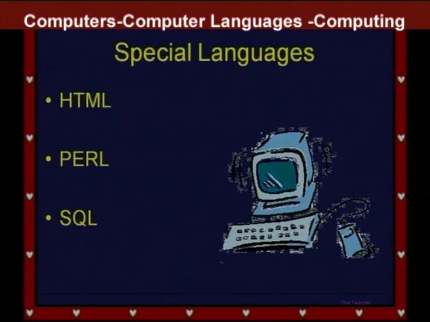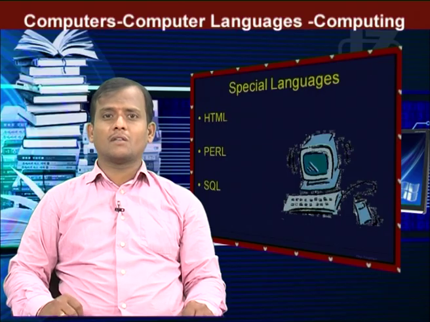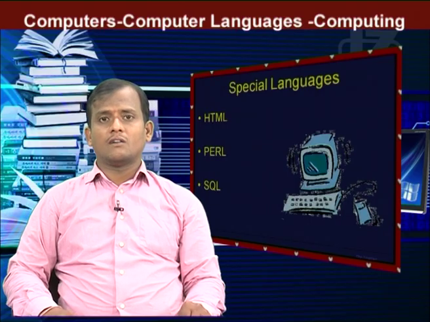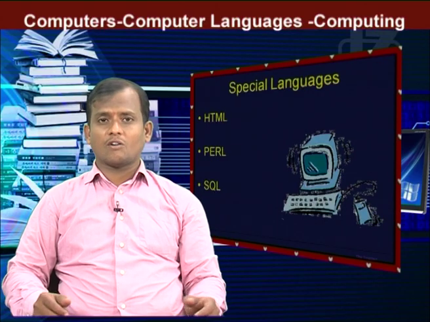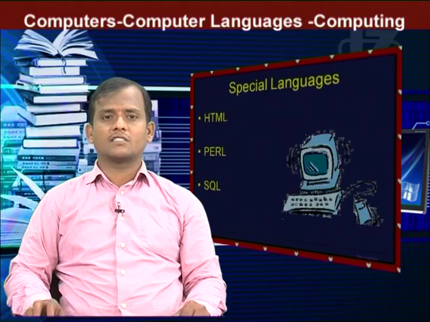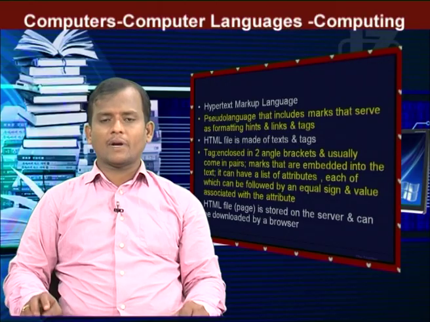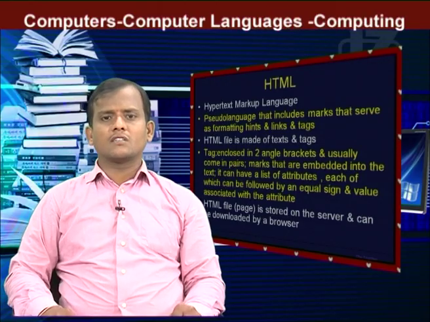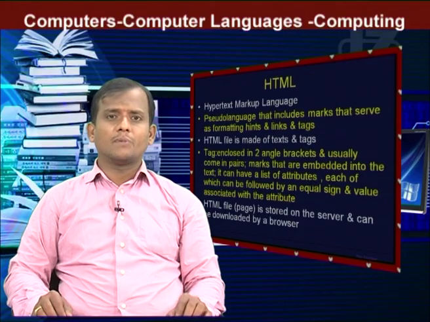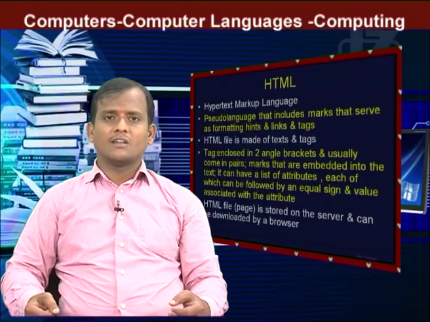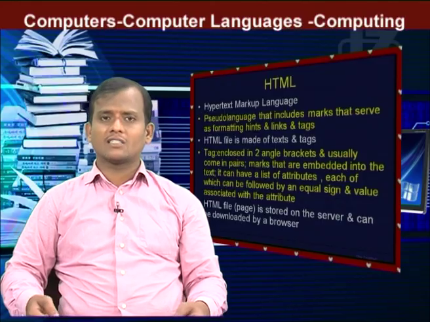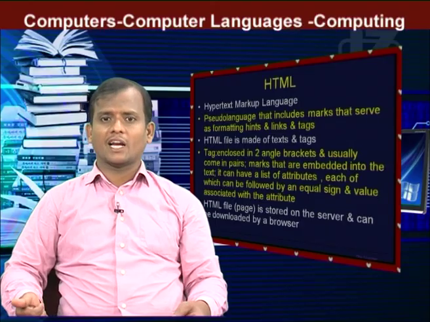Similarly, we have something called special languages: HTML, Perl, SQL. HTML, hypertext markup language, is used to develop web applications and web pages, which is a combination of tags. Let's see how it looks. So hypertext markup language is a combination of tags. This is the coding, based on tags, that the developer will write. So the compiler will identify the tags, and based on the tags, it will convert the HTML code to machine language again.